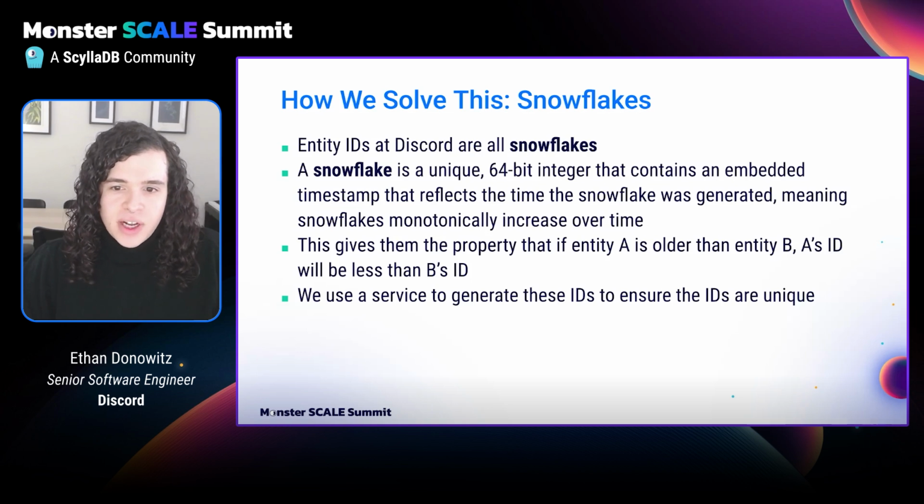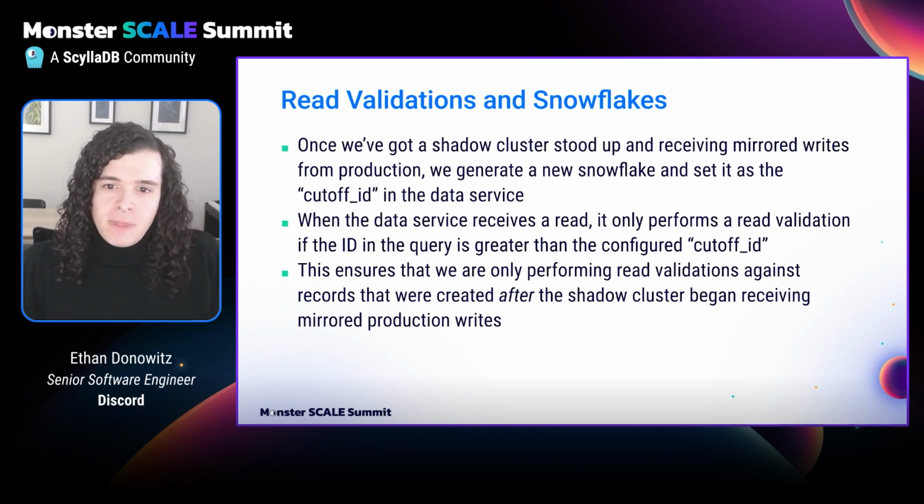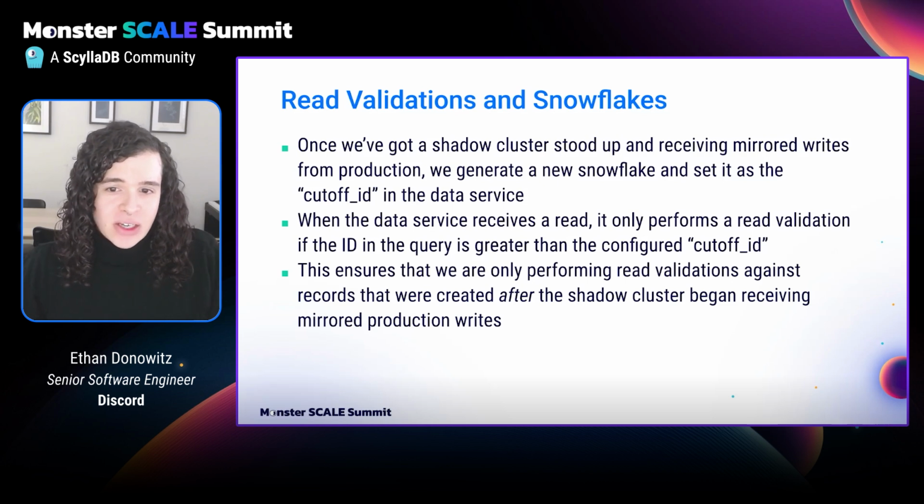And we use a service to generate these IDs to ensure that the IDs are unique. So we use this property in read validations to prevent false positive mismatches. Once we've got a shadow cluster stood up and we start mirroring 100% of writes from production, we generate a new snowflake and set it as the cutoff ID in the data service. When the data service receives a read, it looks at that ID and only performs a read validation if the ID in the query is greater than the configured cutoff ID.